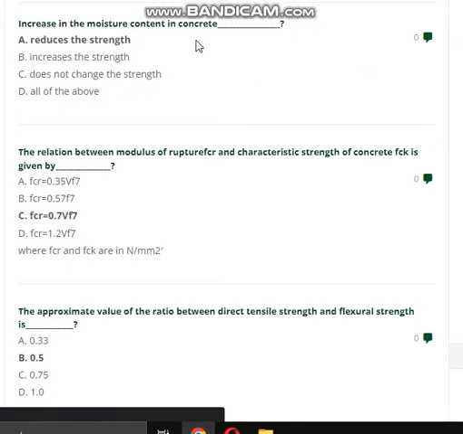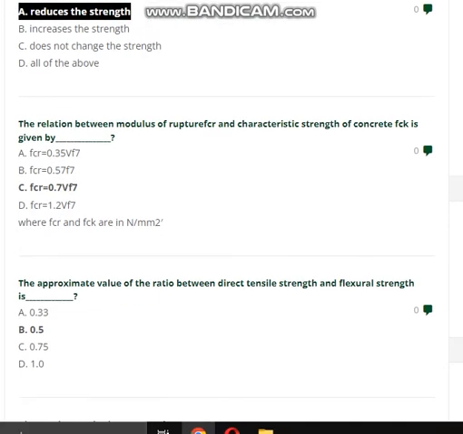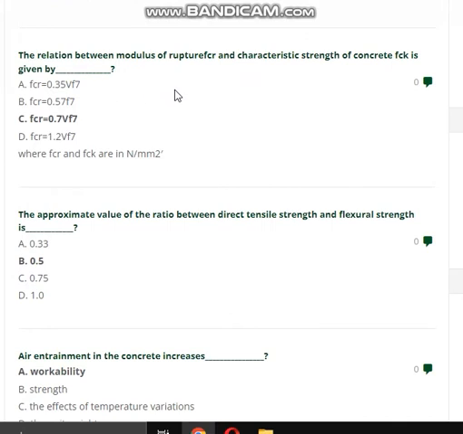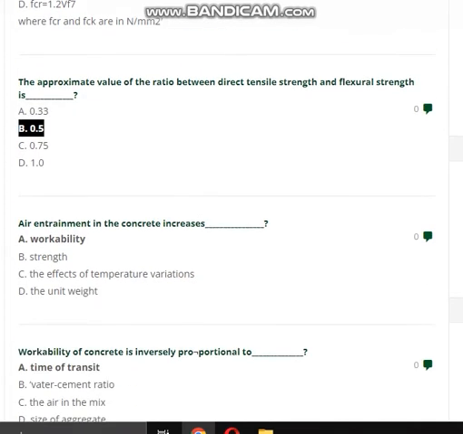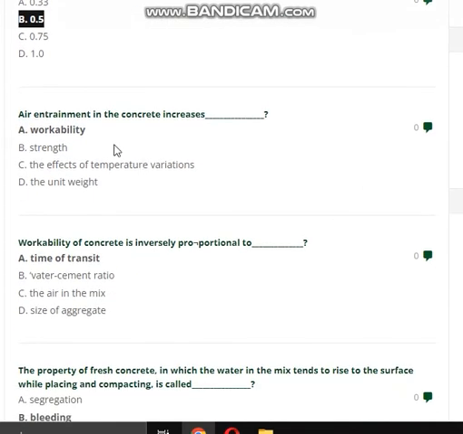Increase in the moisture content in concrete reduces the strength. The relation between modulus of rupture FCR and characteristic strength of concrete FCK is given by FCR is equal to 0.7 root FCK. The approximate value of the ratio between direct tensile strength and flexural strength is 0.5. Air entrainment in concrete increases workability. Workability of concrete is inversely proportional to time of transit.